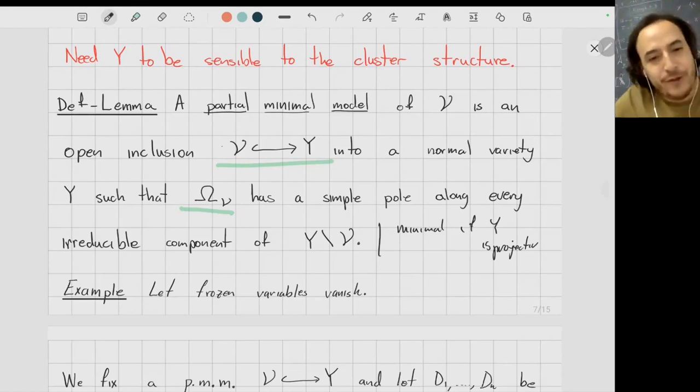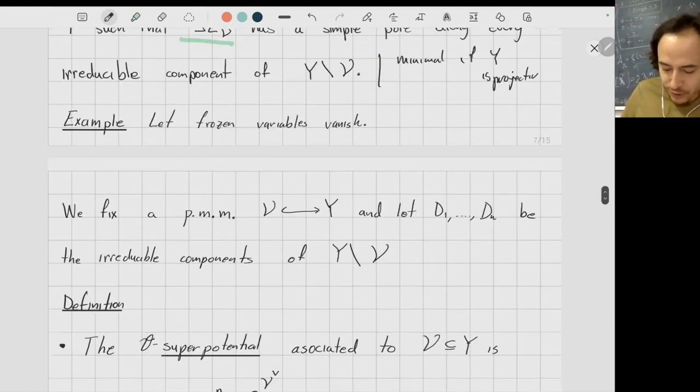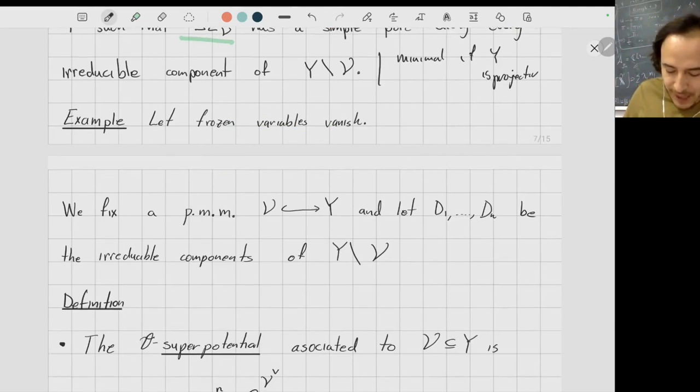The example, for those who know cluster algebras, is that if we let the frozen variables vanish, we have a partial minimal model. In my example, if I have these Plücker coordinates that I call frozen, pi, i plus one, and I let them go to zero, I obtain something that looks like the affine cone of the Grassmannian, and that would be a partial minimal model of my variety in my running example.